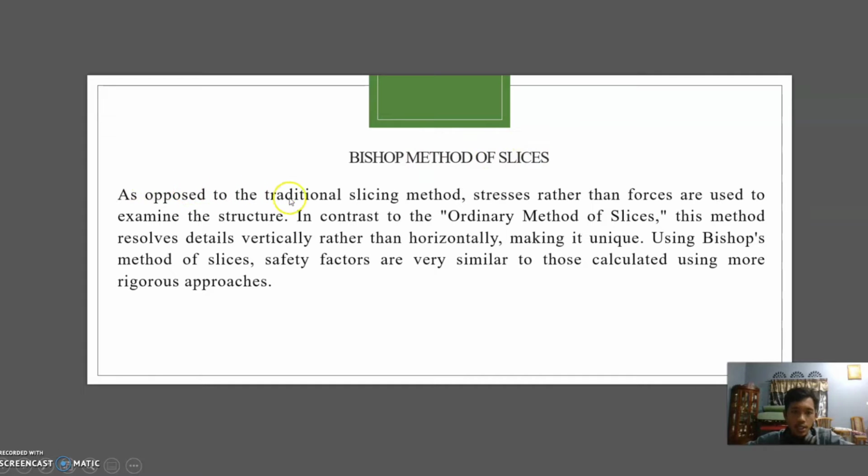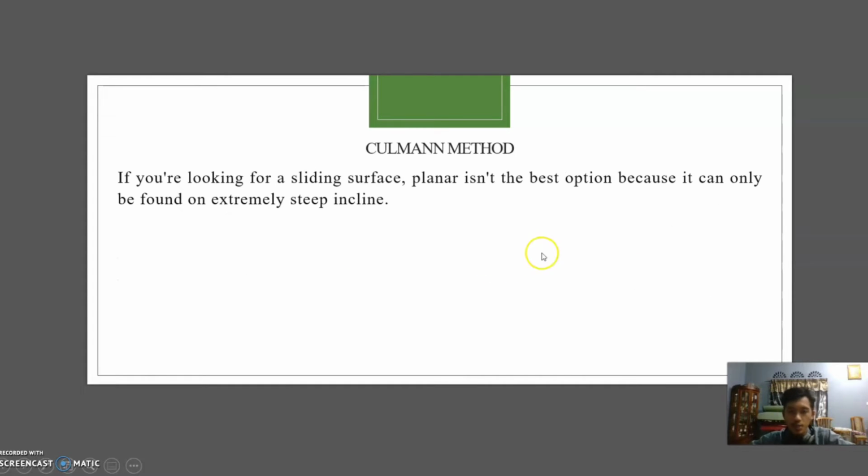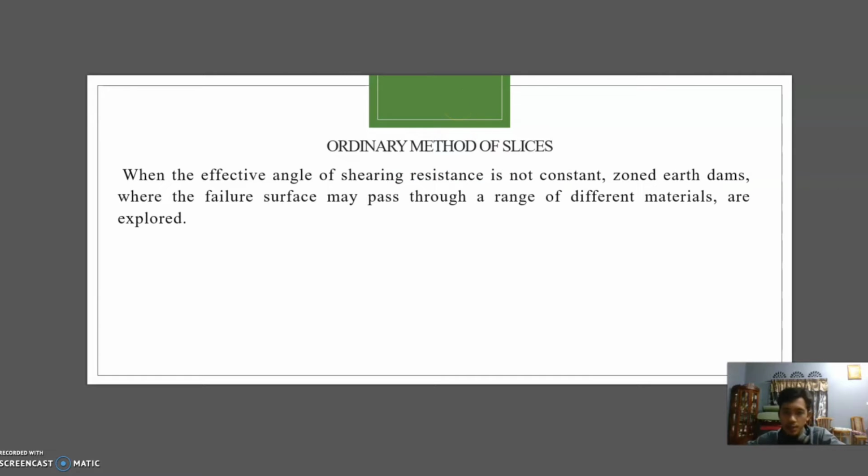As opposed to a traditional slicing method, stresses rather than forces are used to examine the structure. In contrast to the ordinary method of slices, this method resolves forces vertically rather than horizontally, making it unique. Using Bishop's method of slices, safety factors are very similar to those calculated using more rigorous approaches. The next is Janbu's method. If you are looking for a sliding surface, it isn't the best option because it can only be used on extremely steep inclines. And the last but not least, the ordinary method of slices.